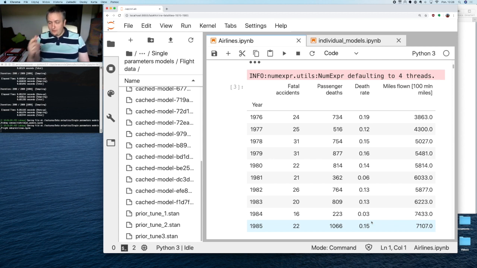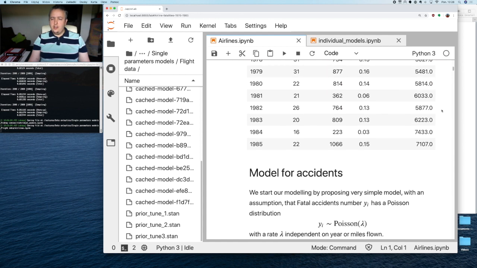And from that we can approximate the number of miles flown per year, which we'll be using later by dividing the passenger deaths by the death rate. The original data is available in Gelman's book, but also we'll see it here. The example is one of the exercises from the book.